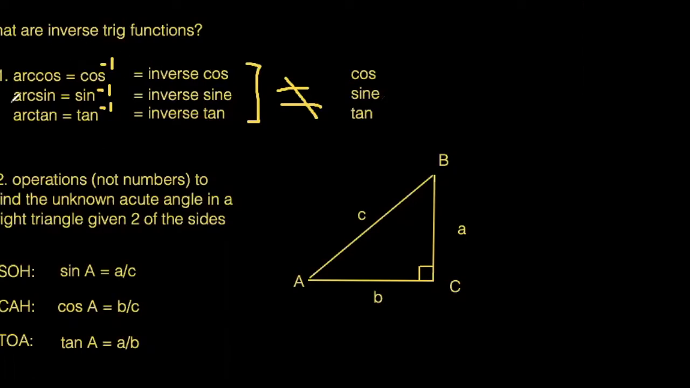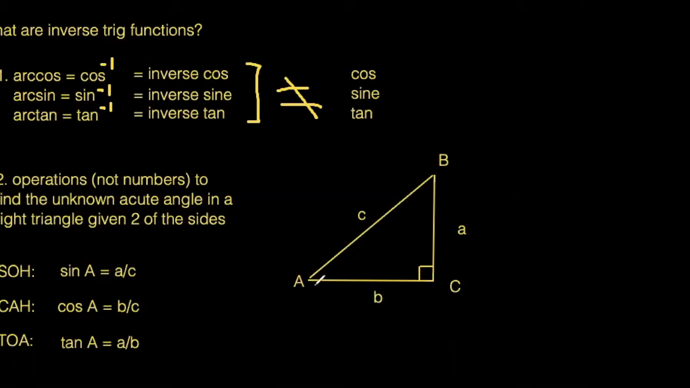And these are going to be used to find the unknown acute angle in a right triangle given two of the sides in that triangle, right? So acute means less than 90, and again, it's got to be a right triangle, and they would have to give you two of those sides. So hopefully you're familiar with SOHCAHTOA. If you're not, I recommend you watch my video on that. Otherwise, here it is again.